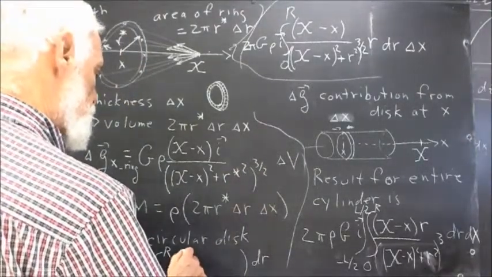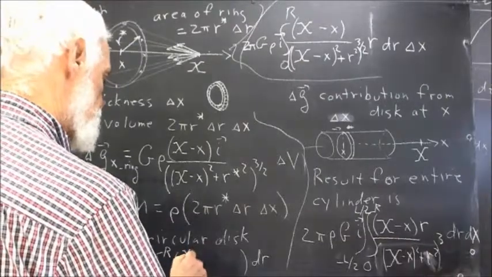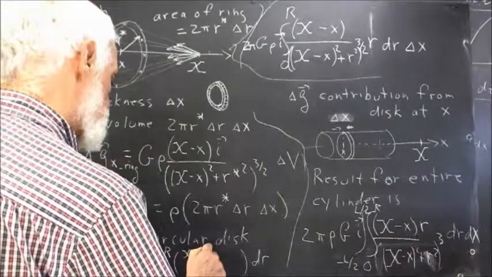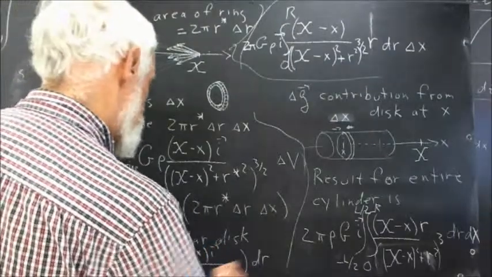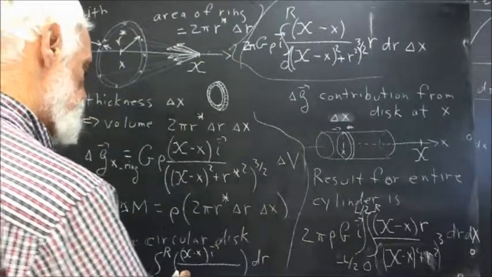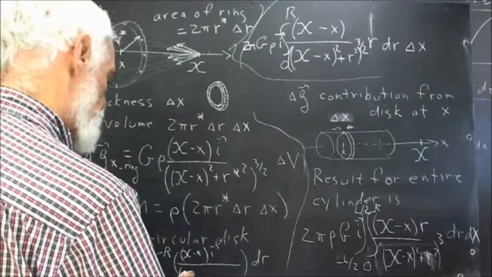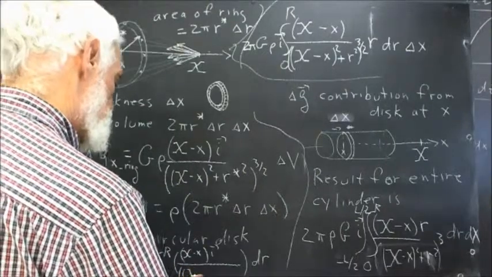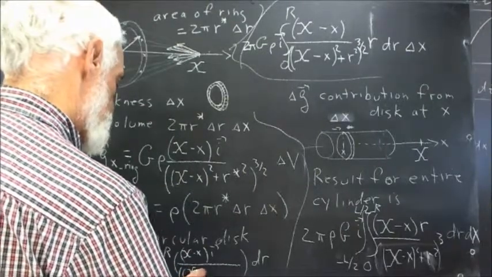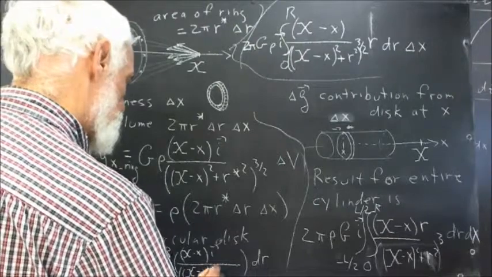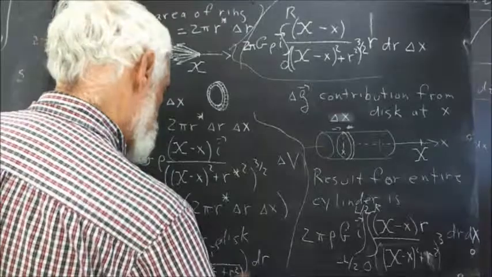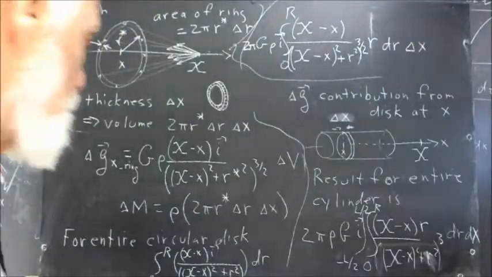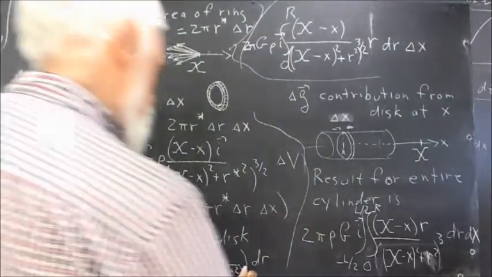And I'm going to go ahead and write that in. That's big X minus little x times I divided by the quantity big X minus little x squared plus r squared. And then that's going to be to the 3/2.